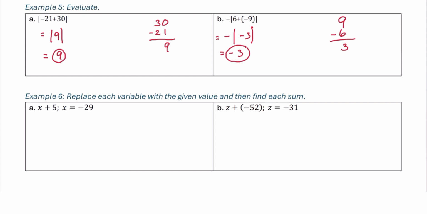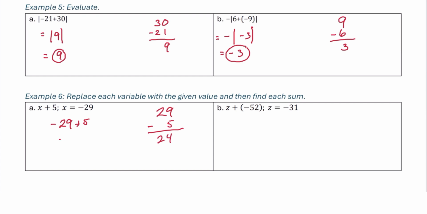In part A of example 6, we are making a substitution. We're going to replace the x with negative 29. Negative 29 plus 5. Here we are adding the two integers. Since they're different signs, we can use subtraction. 29 minus 5. That will give us 24.